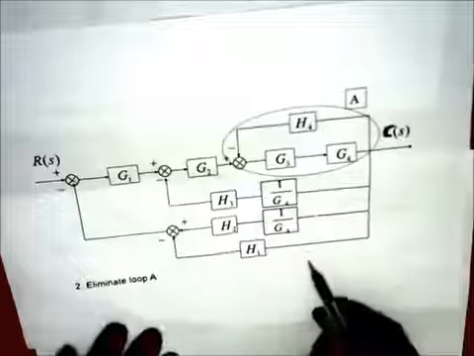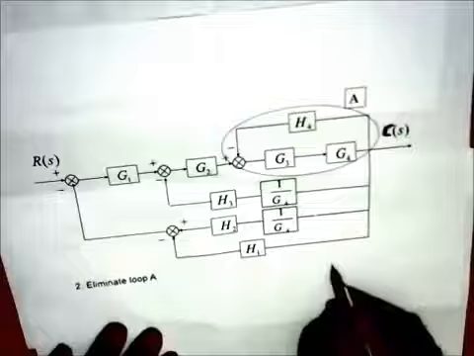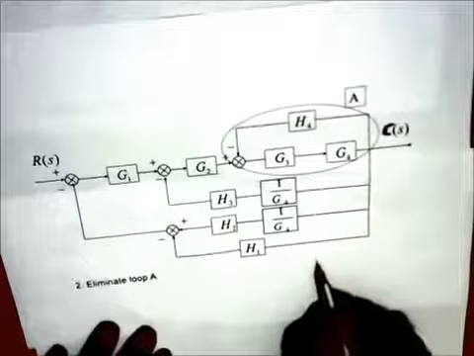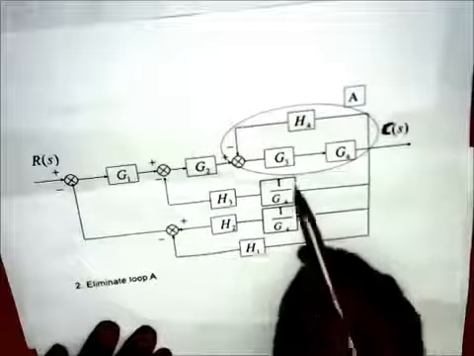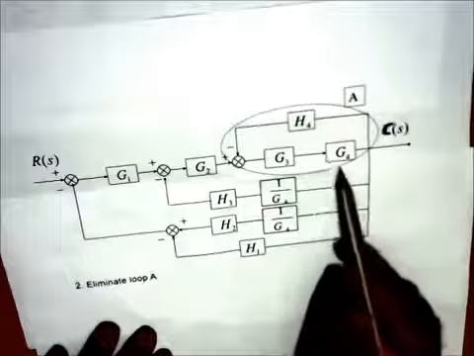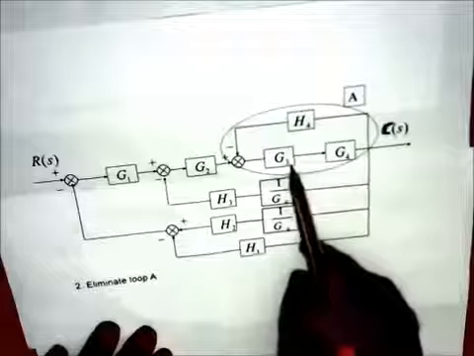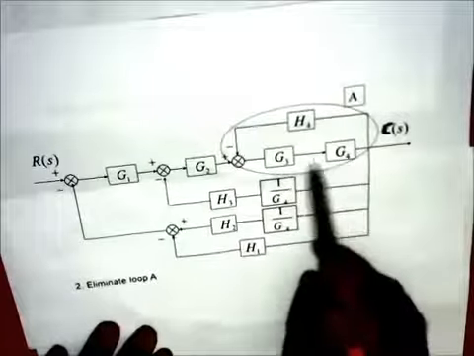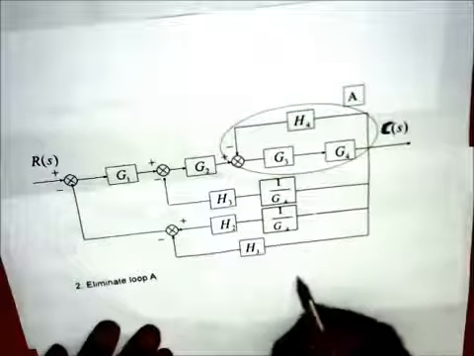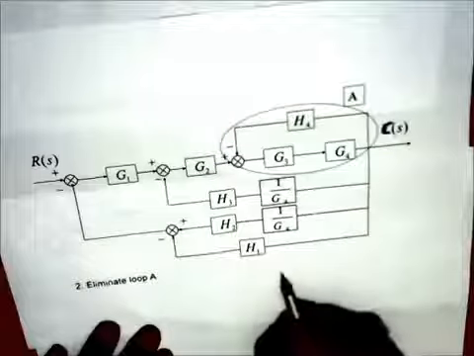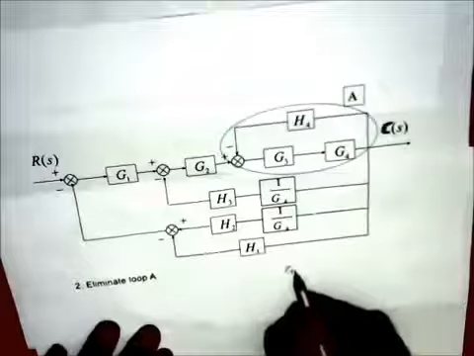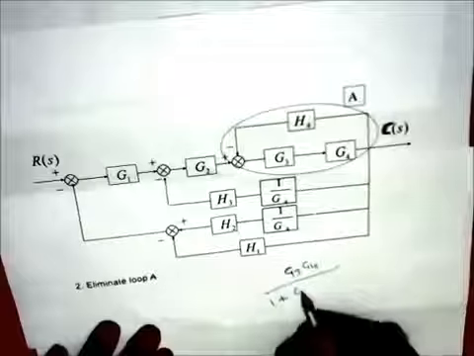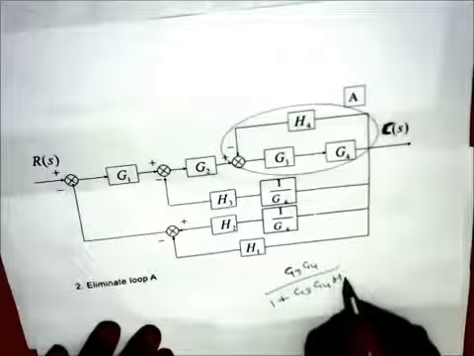So when we eliminate this loop, as per the negative feedback formula, the transfer function of G3 and G4, meaning these two blocks G3 and G4 are in cascade, so it will become a multiple. So G3 G4 upon 1 plus G3 G4 and H4.